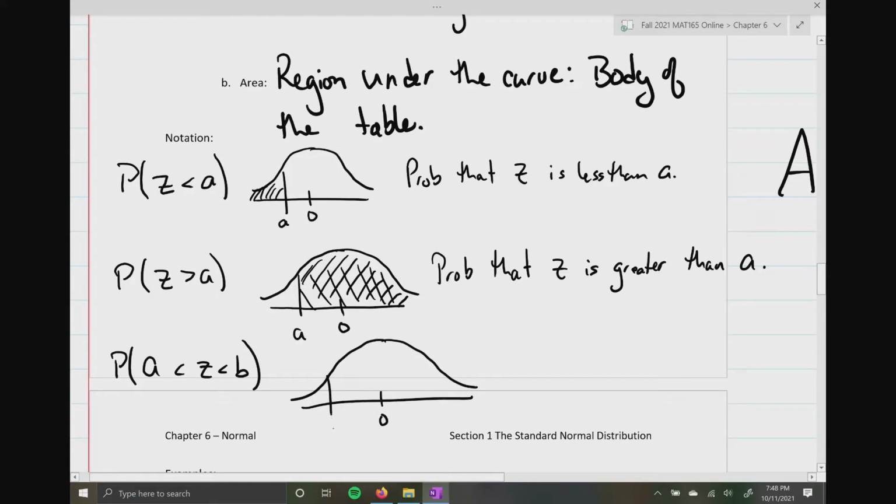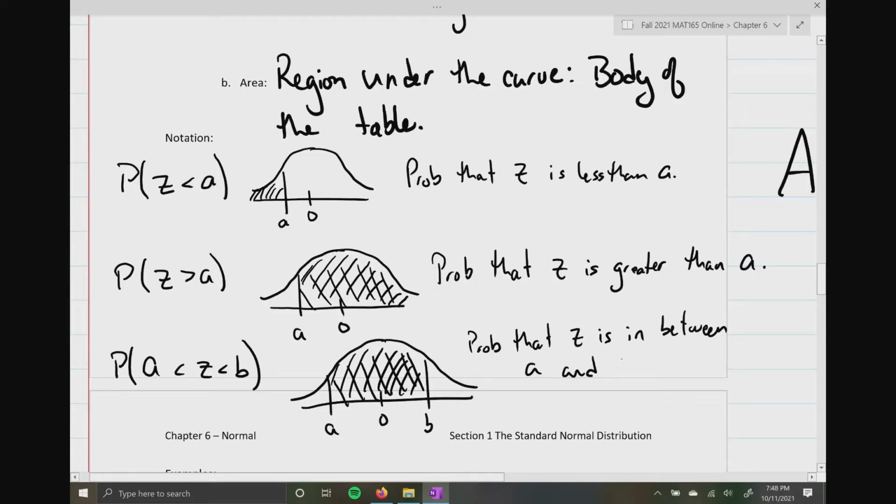So here's A, here's B, and this is the probability that Z is in between A and B. Okay? So just let me write that here. Prob that Z is in between A and B. All right? All right, so I hope this is making sense, because this is all just about setting things up.